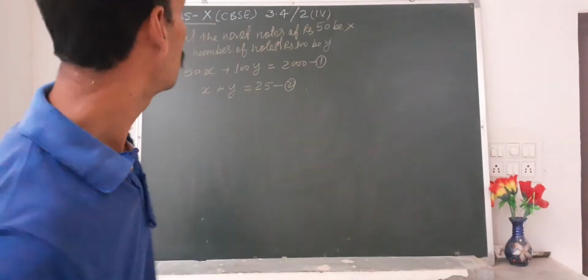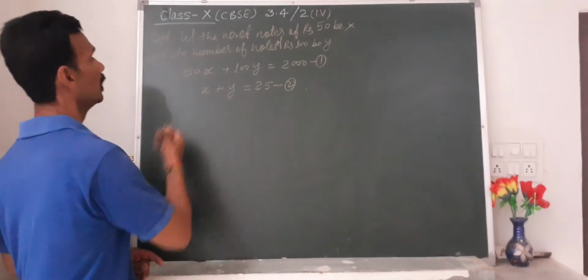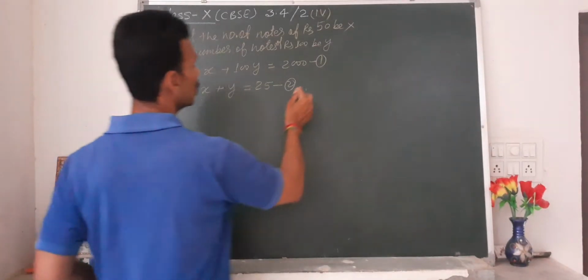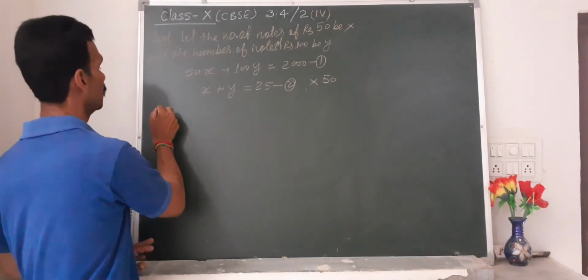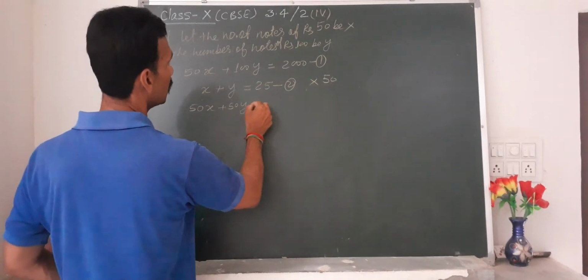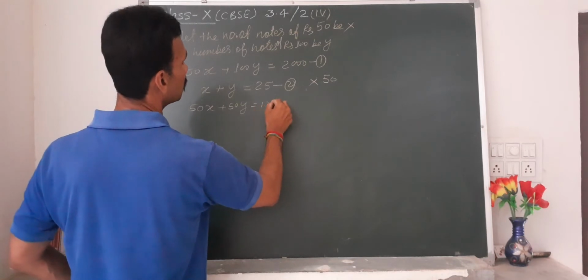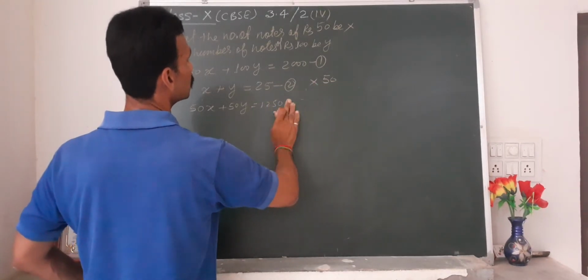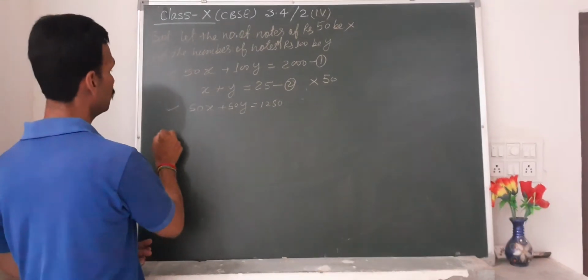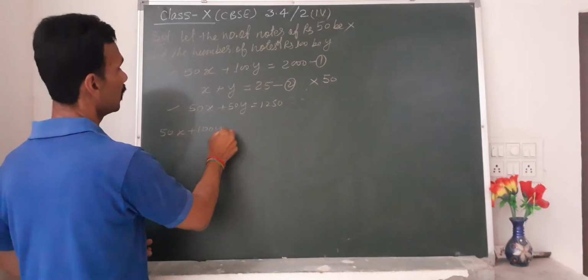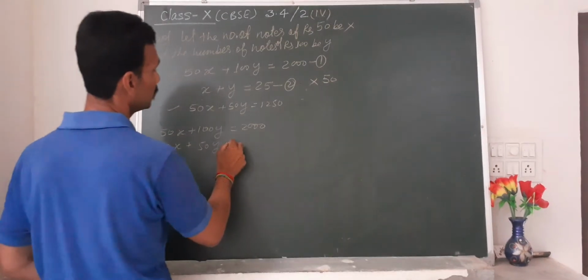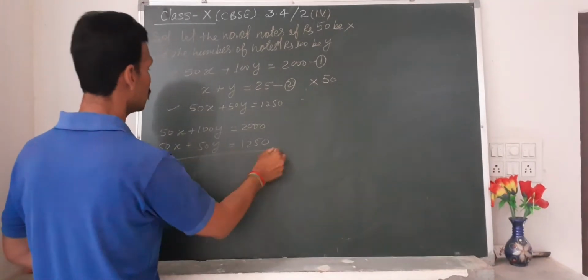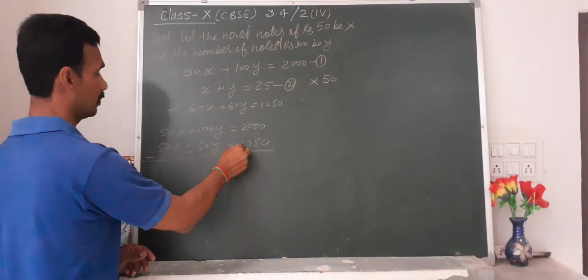Since I don't know the number of 100 and 50 rupee notes, we solve by the elimination method. In equation 2, to eliminate x, we multiply both sides by 50. So 50x plus 50y equals 50 into 25, which is 1250. So equation 1 is 50x plus 100y equals 2000, and this is 50x plus 50y equals 1250. Then 1 minus 2, the 50x cancels.